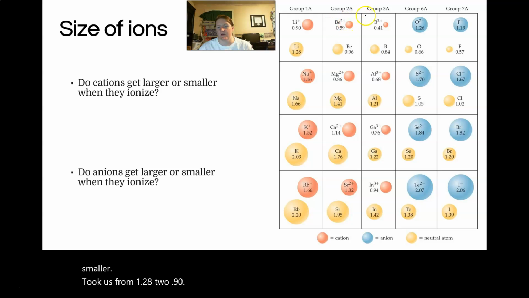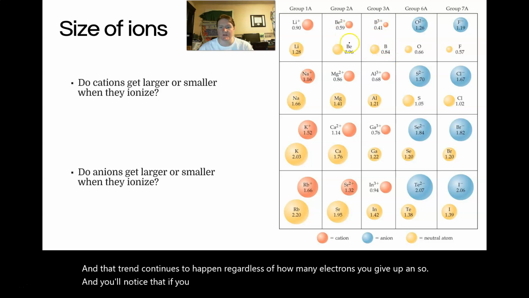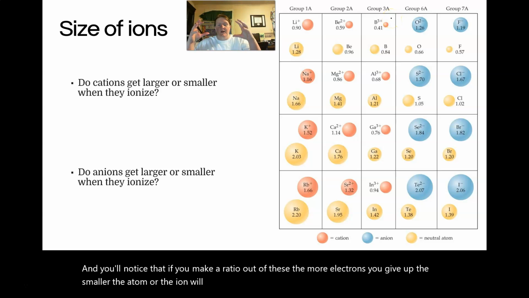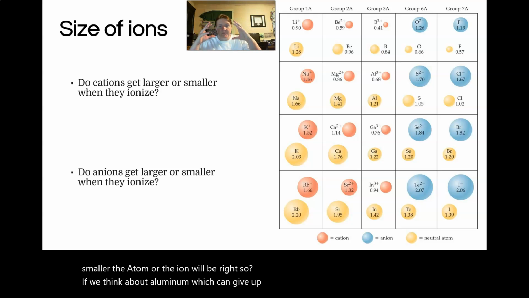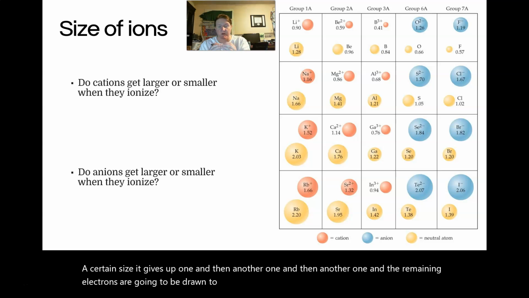And that trend continues to happen regardless of how many electrons you give up. And you'll notice that if you make a ratio out of these, the more electrons you give up, the smaller the atom or the ion will be, right? So if we think about aluminum, which can give up 3, it's going to start out a certain size. It gives up 1, and then another one, and then another one. And the remaining electrons are going to be drawn to that very, very positive center even more than they were when it was an element. So it's going to shrink down.